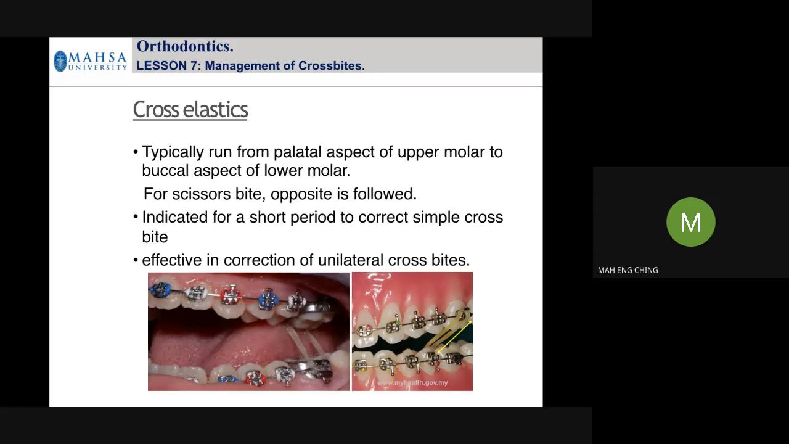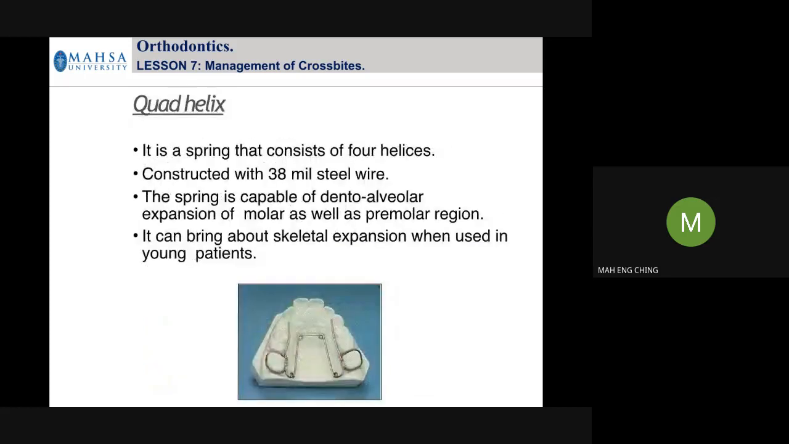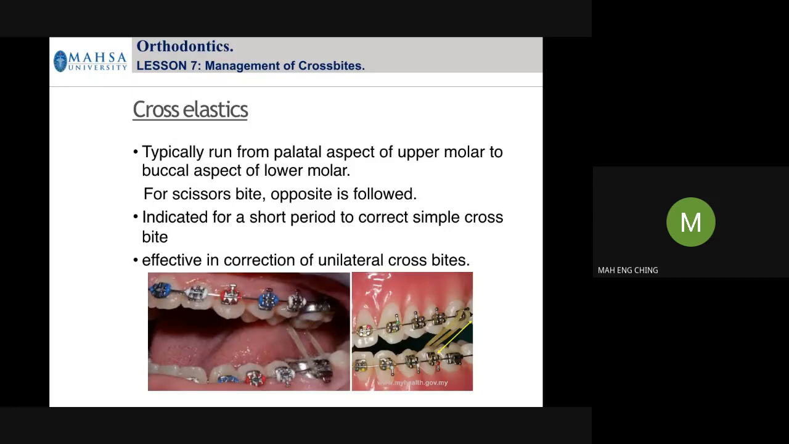Again, this one is effective in correction of unilateral crossbite. When it comes to bilateral crossbite, a lot of the time you need the expander to come in. So if you want to expand both sides or correct crossbite on both sides, then maybe it is better to use the expander rather than the cross elastic. For a single crossbite, a single side, unilateral, then maybe you can use the rubber band.